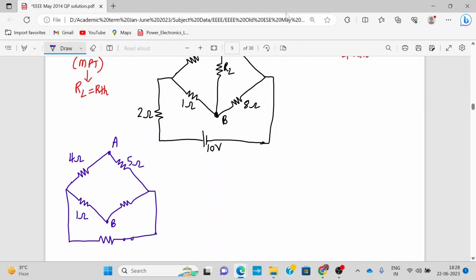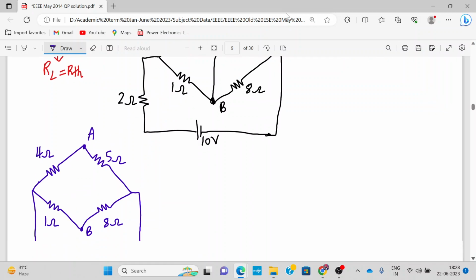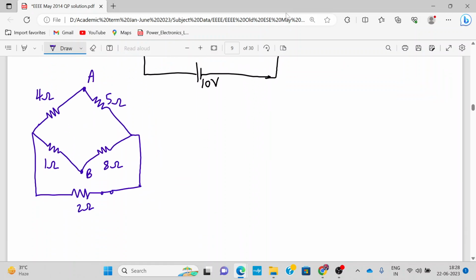This is 1 ohm, 8 ohm, and this is 2 ohm. Okay, let's concentrate over here. How do you solve for this? This 2 ohm, can I take it inside? Instead of connecting it outside, can I take it inside? Yes, I can take it inside.